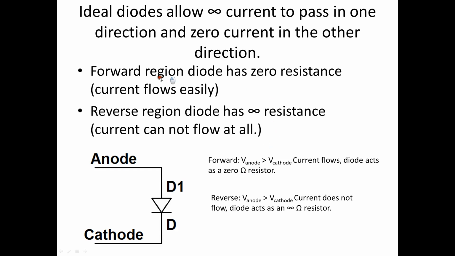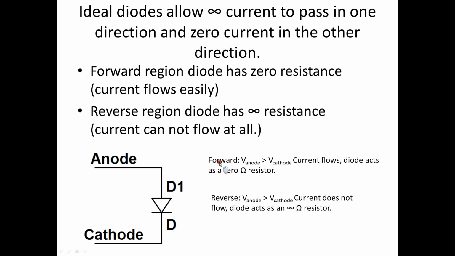So let's just review. Ideal diodes allow an infinite current to pass in one direction and zero current to pass in the other. The forward region of the diode has zero resistance, current flows easily, and in the reverse region the diode has infinite resistance, current can't flow at all. So in the forward region, zero resistance means it would be a short, like you just put a wire from the anode to the cathode. And in the reverse direction, it would be as if you broke the wire between the anode and the cathode.